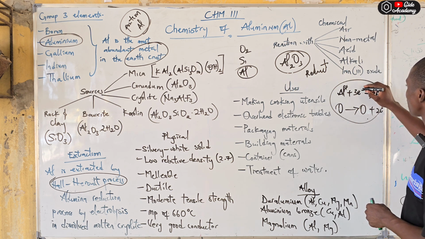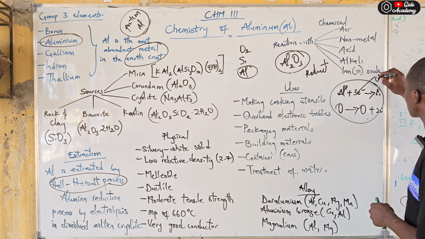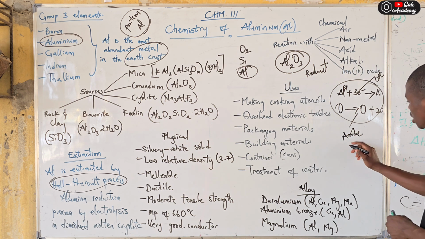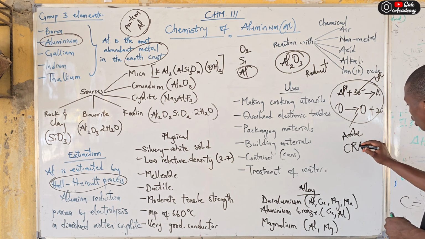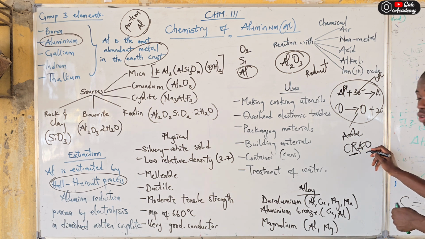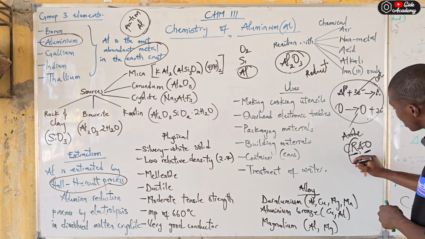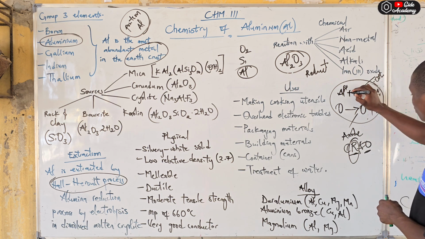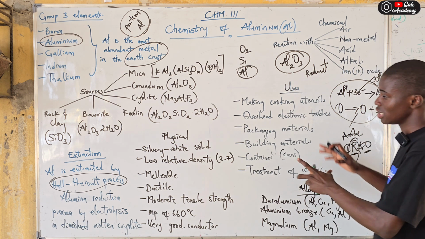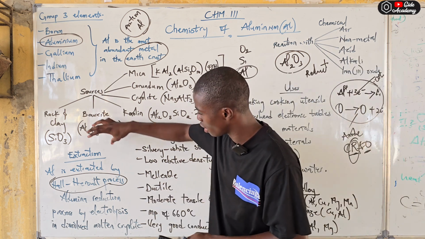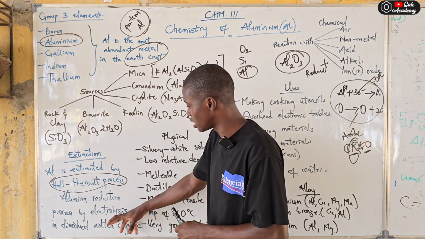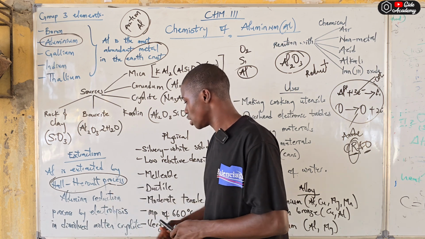As you all know, aluminium will go to the cathode and oxygen will go to the anode. And please remember, there is cryolite. At the cathode, reduction takes place, and at the anode, oxidation takes place. So aluminium is reduced while oxygen is oxidized in the Hall-Héroult process of extracting aluminium. Please take note.